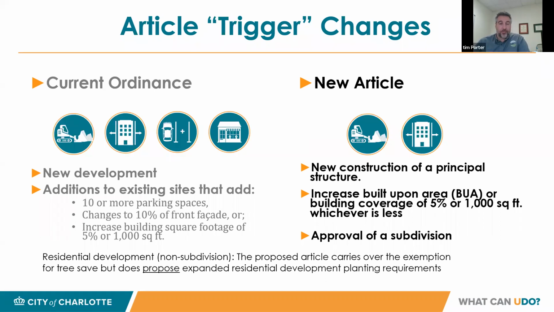We're moving towards a clearer trigger applicability for new construction of principal structures, looking at BUA, built upon area, and additional building coverage, which is similar to what we're currently doing. And we're also continuing and carrying forward tree canopy development requirements for single family significant subdivisions as well.